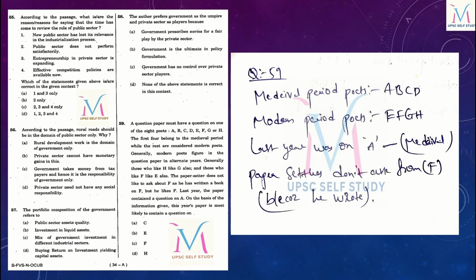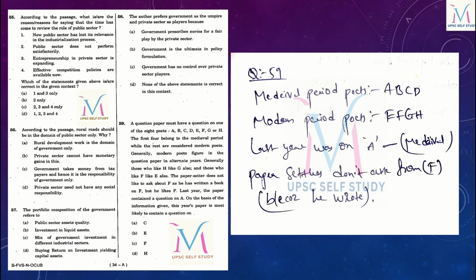Generally, modern poets figure in the question paper in alternate years. Those who like H generally like G also, and those who like F like E also. So these modern poets give the questions alternately. If they like the poem regarding H, they can also give a question from G, and if they like a question from F, they can give E also.